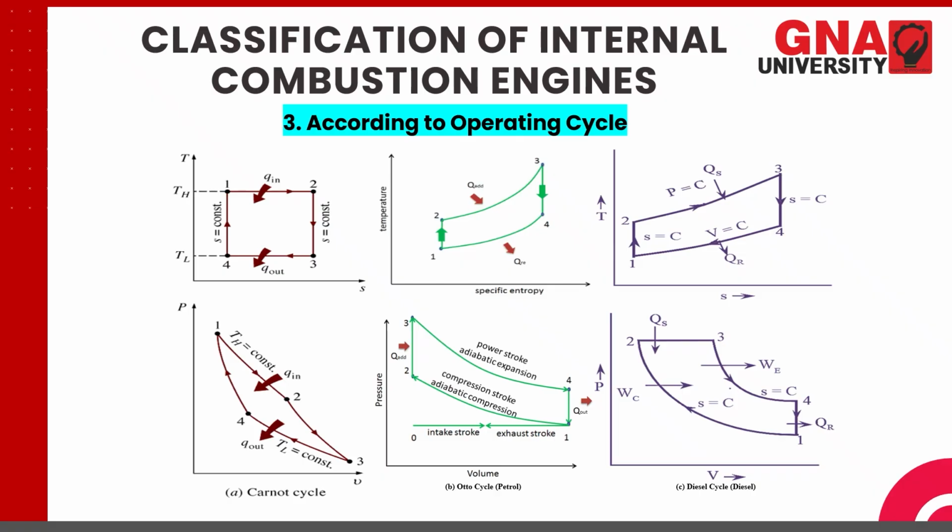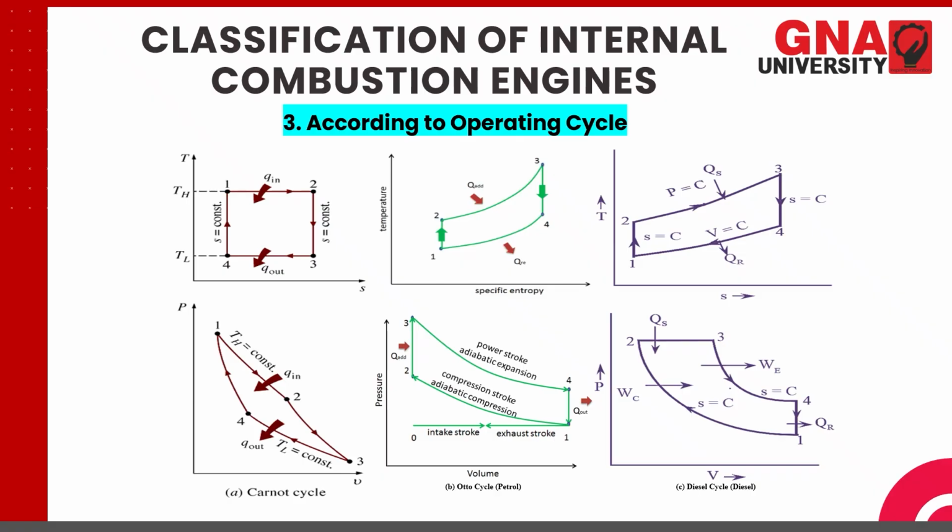The same diagram is drawn in the PV cycle also. You can see 1 to 2 isothermal heat addition, 2 to 3 isentropic expansion, 3 to 4 isothermal heat rejection, 4 to 1 isentropic compression. So this is the Carnot cycle. Then the next cycle is the Otto cycle.